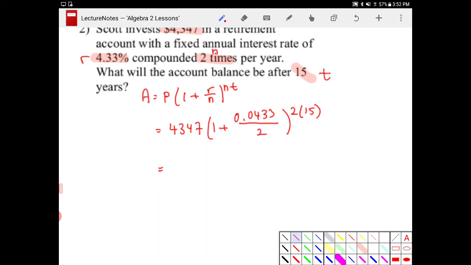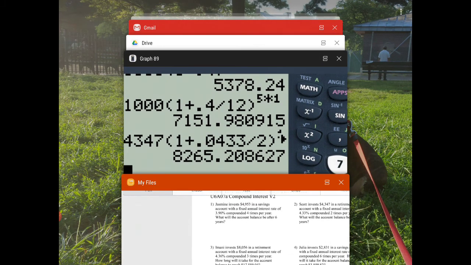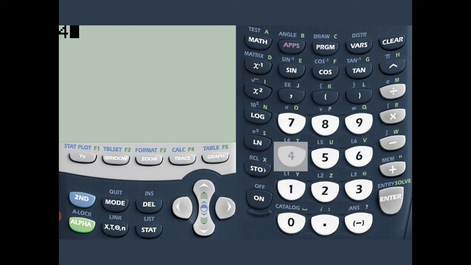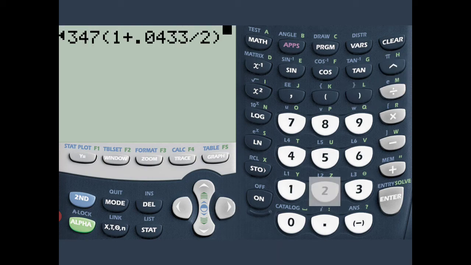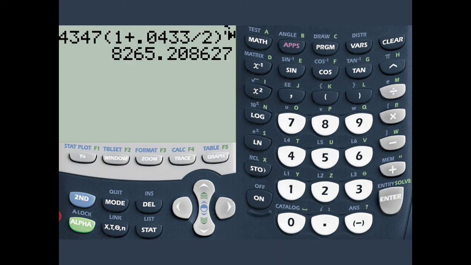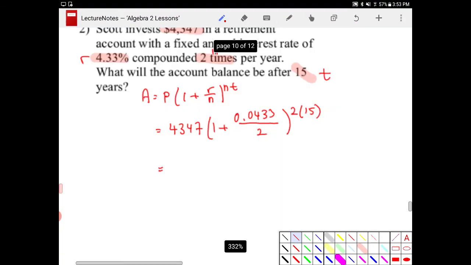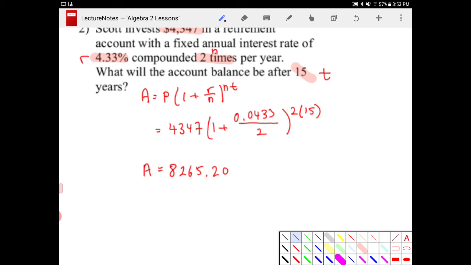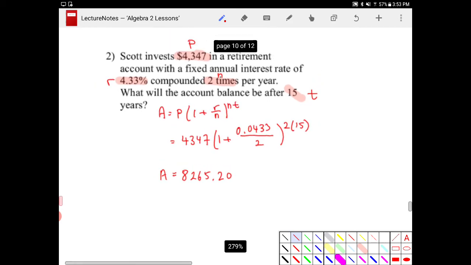So I'm going to go to my calculator. I have 4347, open parentheses, 1 plus 0.0433 divided by 2, close parentheses, to the power of 2 times 15, 8265.20. That's how much it will be in the account after 15 years of only depositing $4,347.